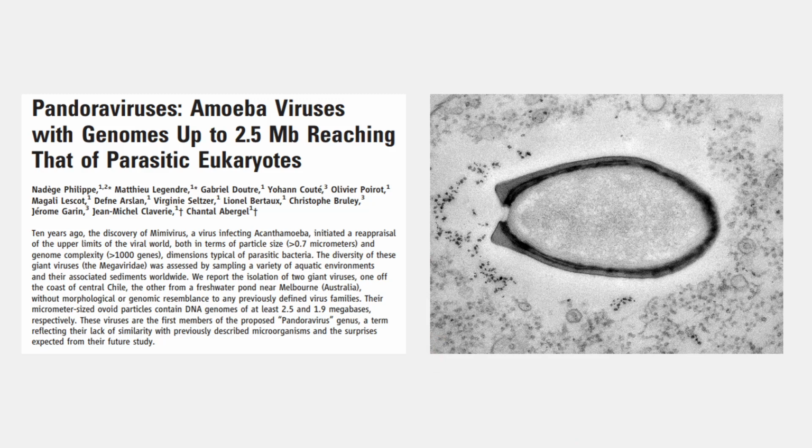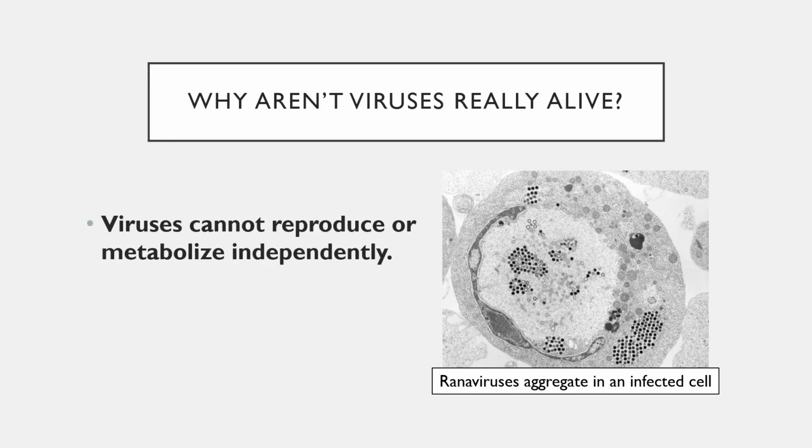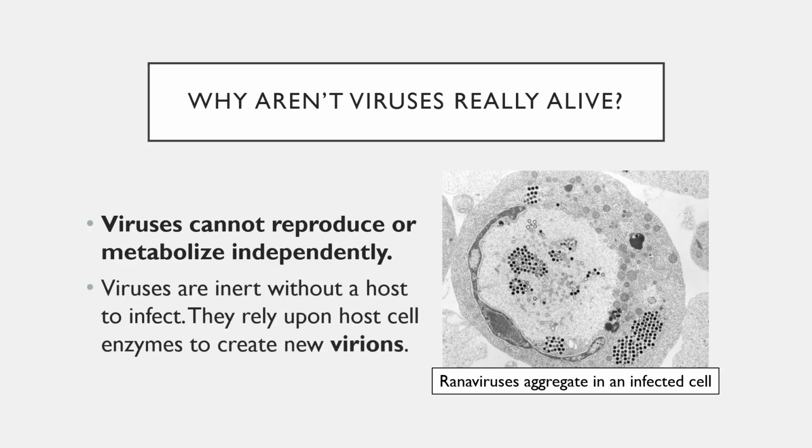Now, let's go back to that point about why viruses aren't fully alive. Viruses cannot reproduce themselves or conduct metabolism independently without infecting a host. They are inert without a host cell to infect, and they are fully reliant on the enzymes and other molecular machinery found in host cells in order to generate new virions. Virions are viral particles, and so the ability to reproduce is one of those universal characteristics of living organisms that biologists acknowledge must be present in order for something to be considered alive.